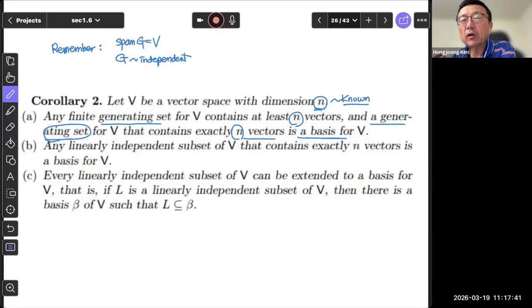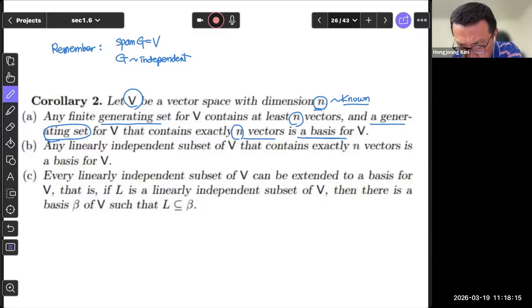Why? Because I already know that the dimension of V is n. So if I know that the dimension of V is n, and if I found somehow a generating set, and if the generating set contains exactly n vectors, then you do not have to check the independency of those vectors. Those vectors will be always independent. Okay? So here is the fact.